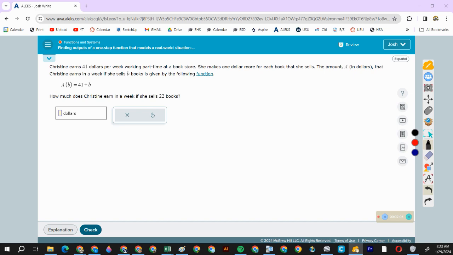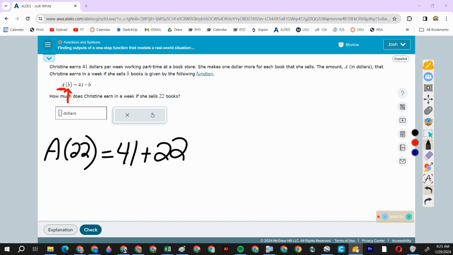So again, the function's name is A, the variable it's written in is B, and what is her income if she sells 22 books? So A of 22 is going to be 41, and where the B used to be, I'm going to replace it with 22. So that is 63.